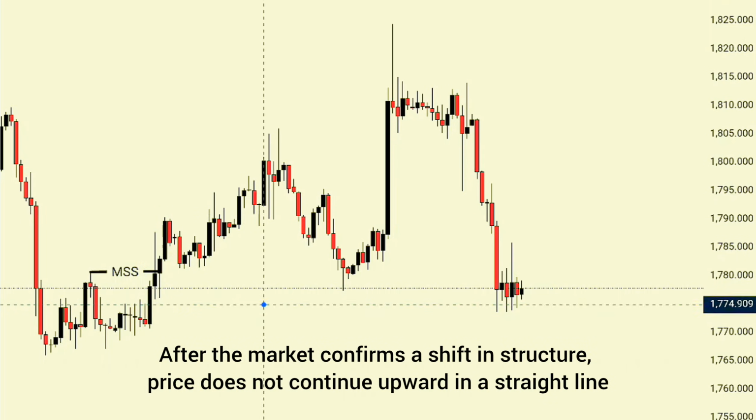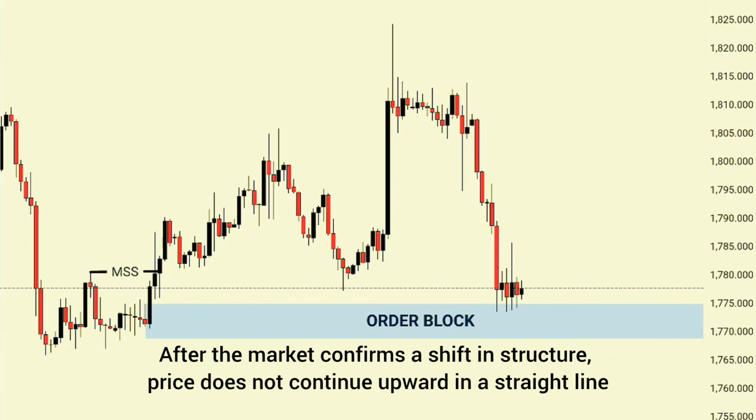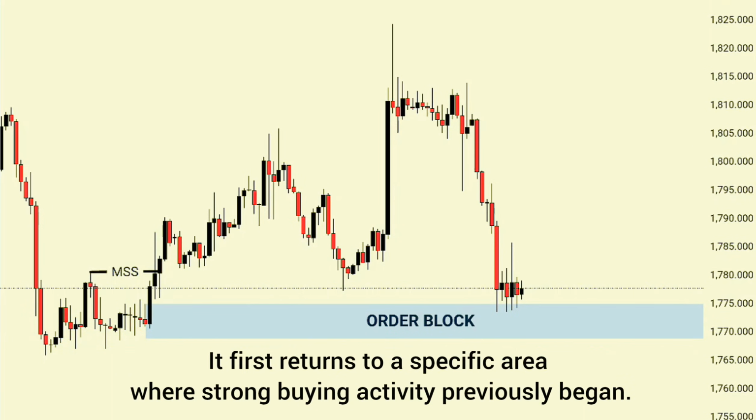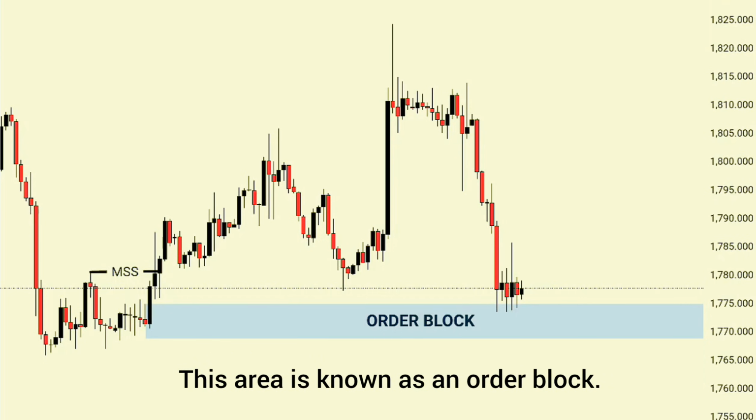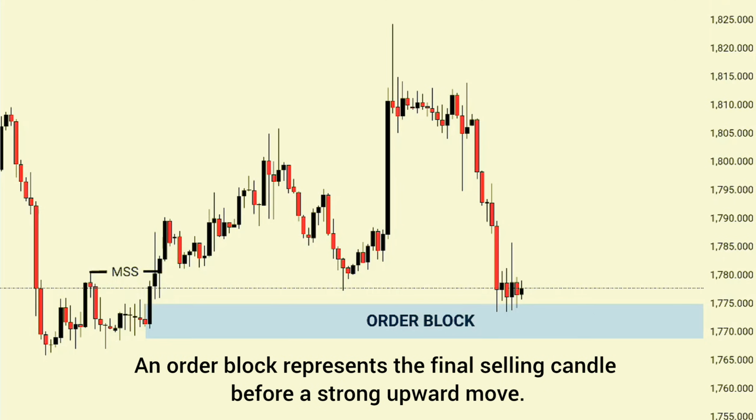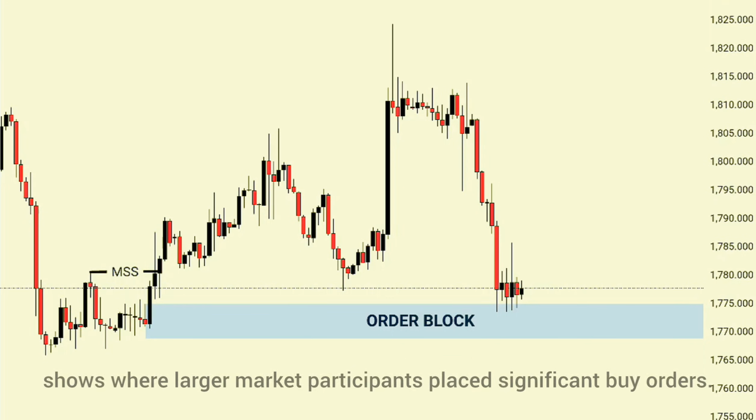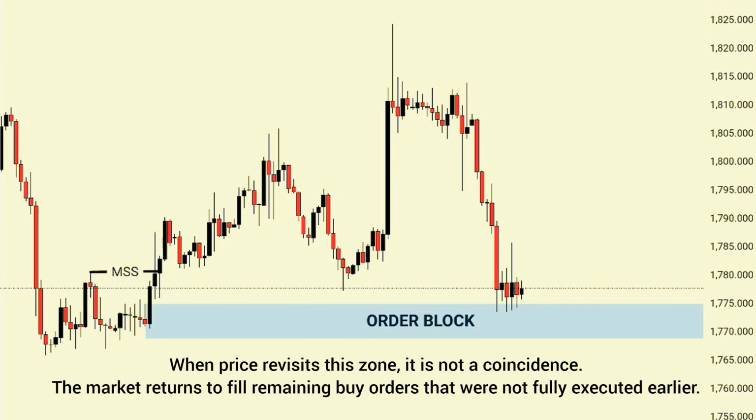After the market confirms a shift in structure, price does not continue upward in a straight line. It first returns to a specific area where strong buying activity previously began. This area is known as an order block. An order block represents the final selling candle before a strong upward move. It shows where larger market participants placed significant buy orders. When price revisits this zone, it is not a coincidence. The market returns to fill remaining buy orders that were not fully executed earlier.